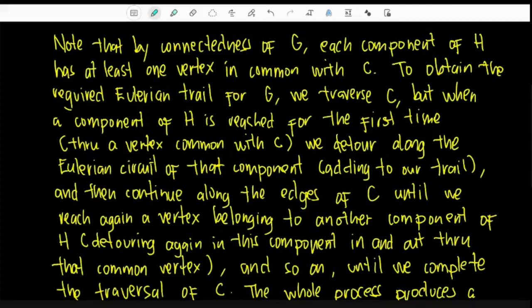Tapos, tuloy lang natin. We continue along the edge of C until we reach again a vertex belonging to another component of H. So again, pagka may bagong component, didetour na naman tayo in this component hanggang makabalik tayo dun sa common vertex and so on until makumpleto natin yung pag-traverse sa C. Okay, paano yan?